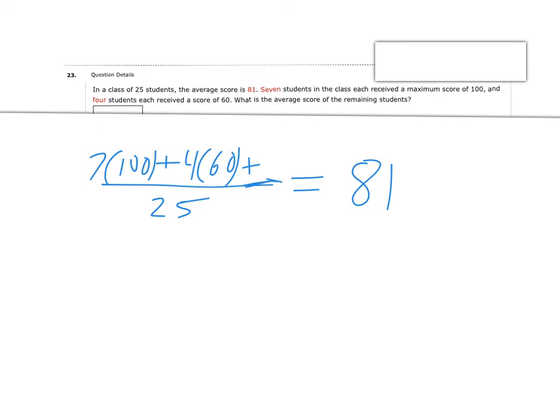So I need to figure out how many more students there are. So we're going to do 25 minus 7 minus 4 for the students we already have. So it's really 25 minus 11. So that's 14. So I'm going to put there 14x. And so now I need to solve that for x. I would start off by multiplying the 25 over to the other side.